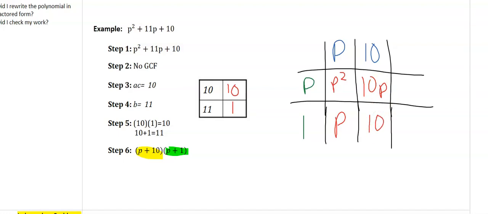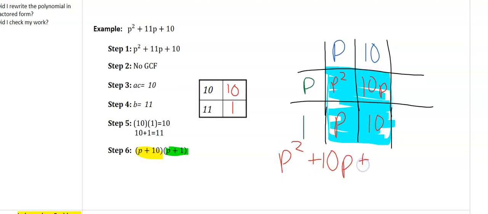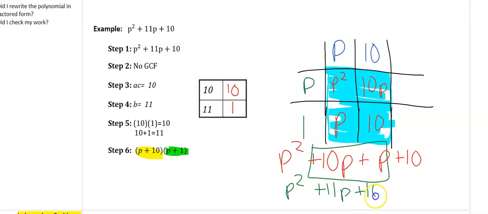So if we take the inside squares and combine our like terms, I would have first p squared plus 10p plus p plus 10. Again, I'm combining these p's, so I'd be left with p squared plus 11p plus 10, which is exactly what we started out with. So we know that we have the correct factored form.